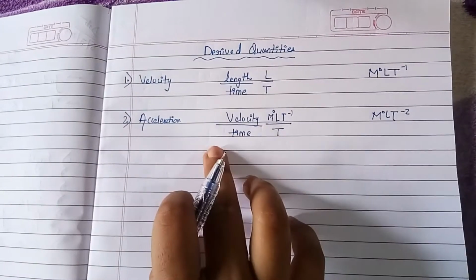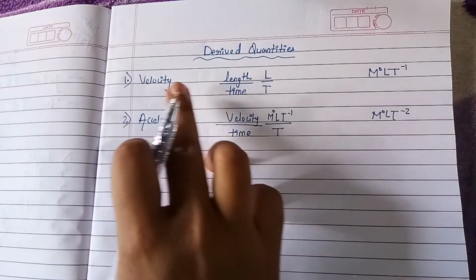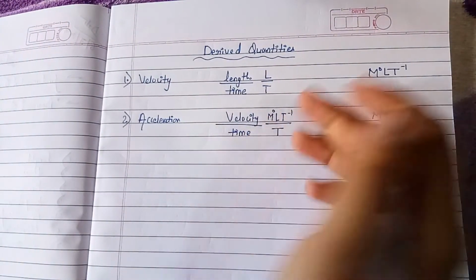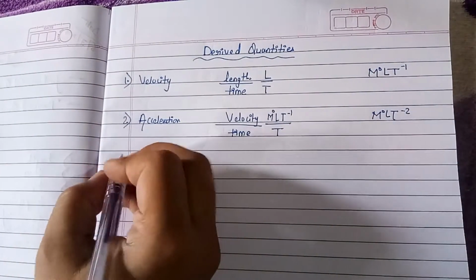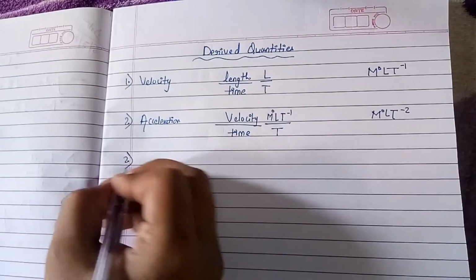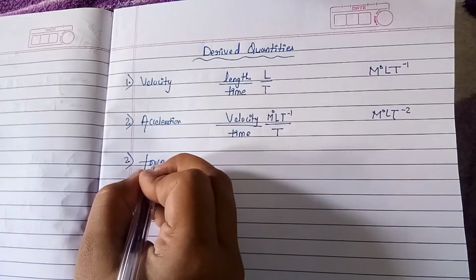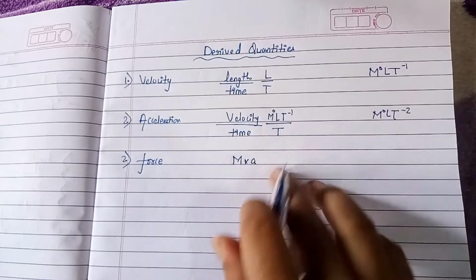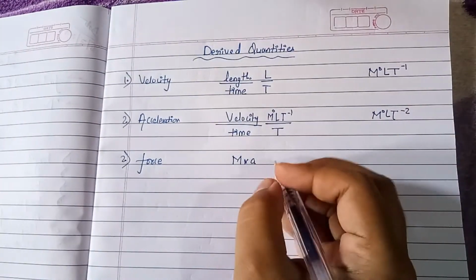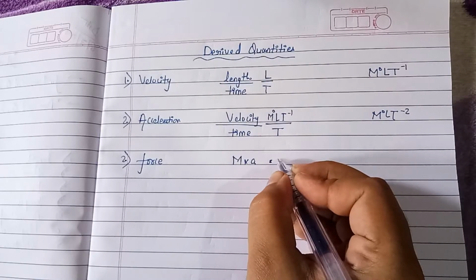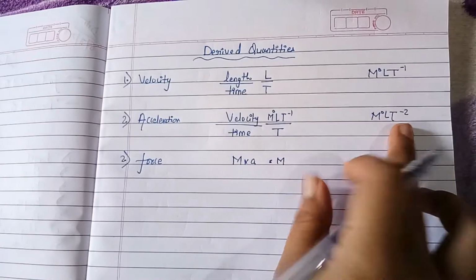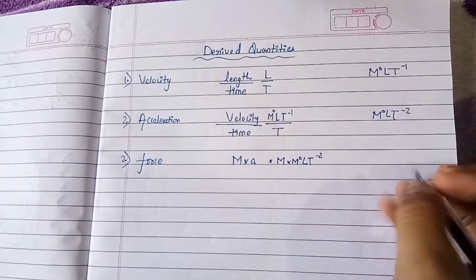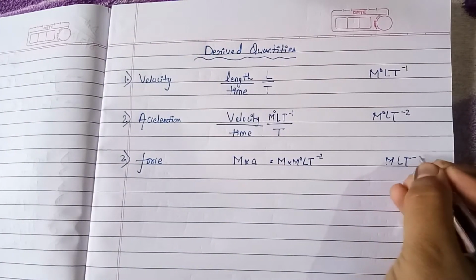If we can establish the relationship and we know the formulas of velocity and acceleration, we don't have to memorize these formulas. We can calculate them by putting the values one by one. Next we will see the derived quantity of force. Force is equal to mass into acceleration. The acceleration value we have calculated here. Mass is in kg, so its value is M, and acceleration is M^0 L T^-2. So it will become M L T^-2.